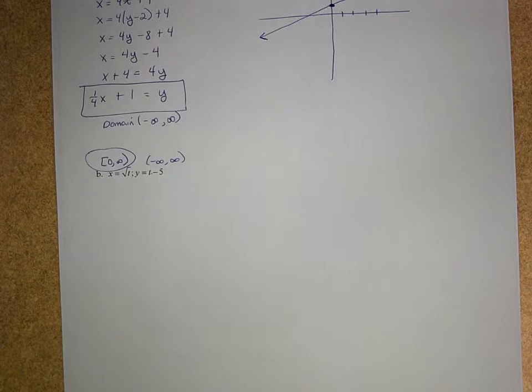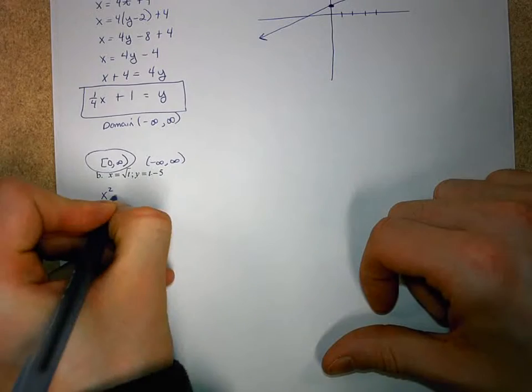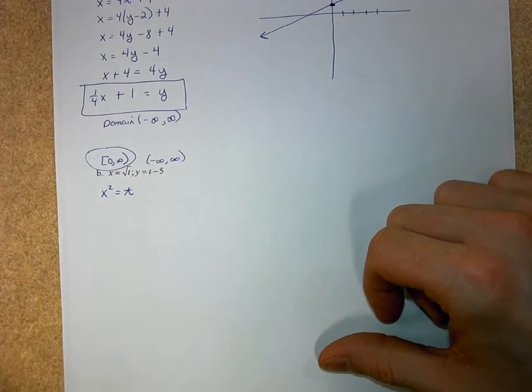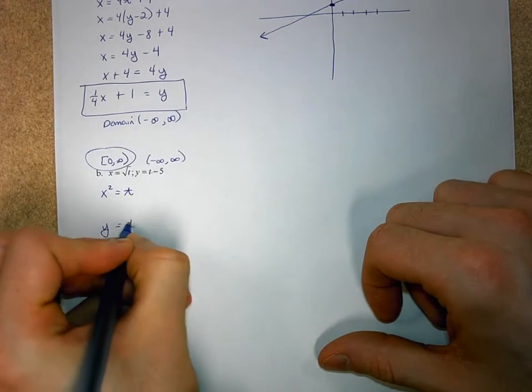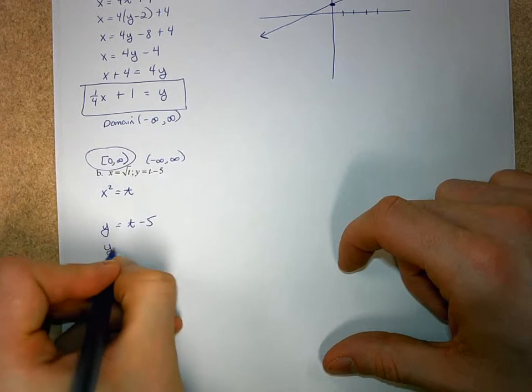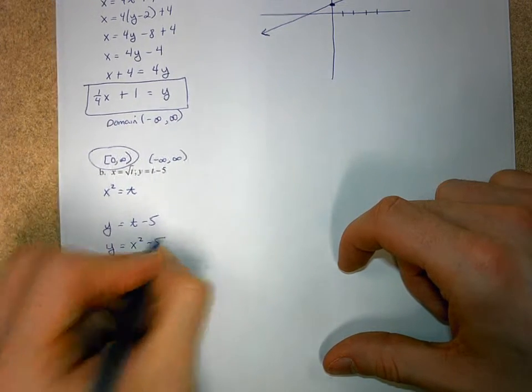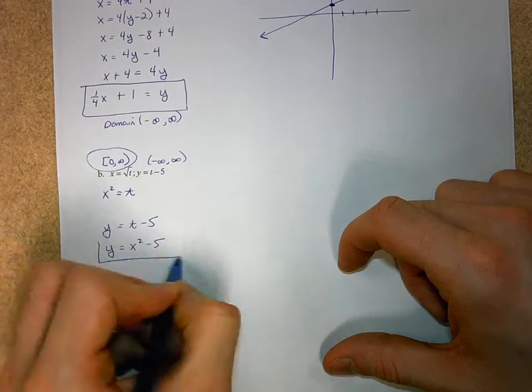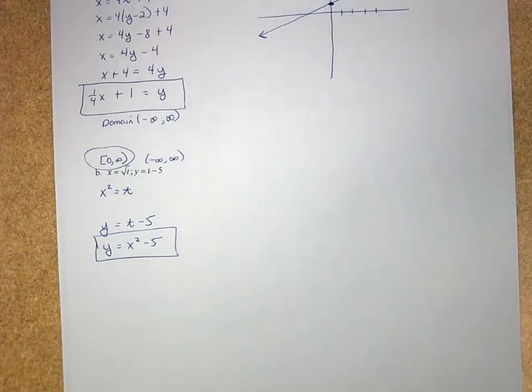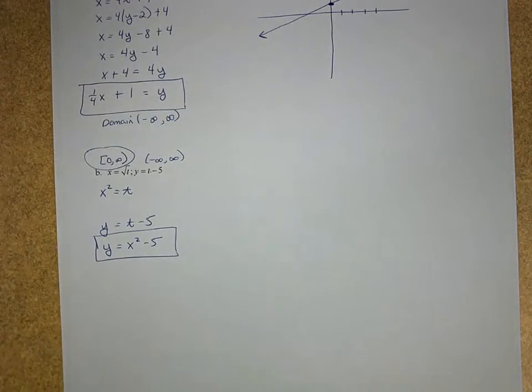So let's start out by solving for t. And probably the easier way to solve for t is just by squaring this right here. So then x squared is equal to t. I'll then plug in x squared in place of t in my second equation. So y equals x squared minus 5.